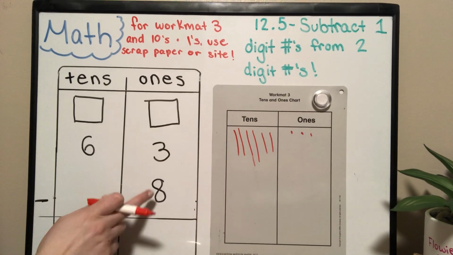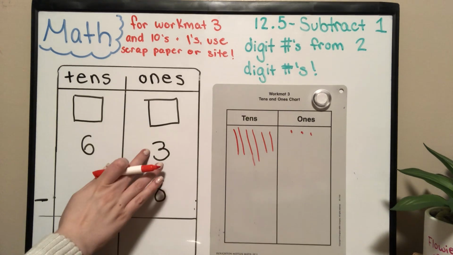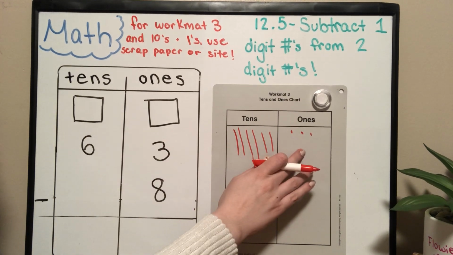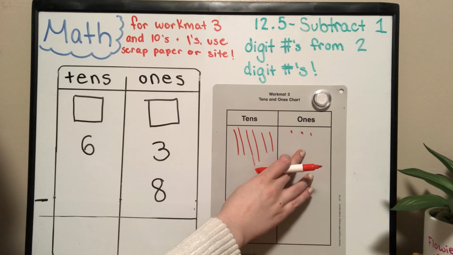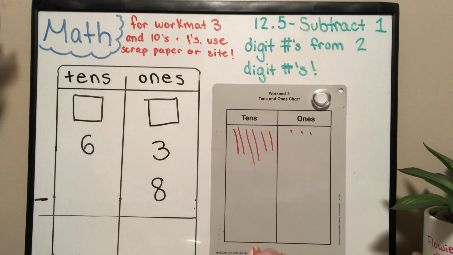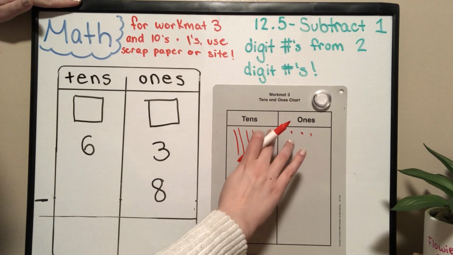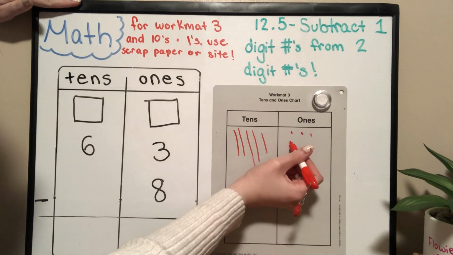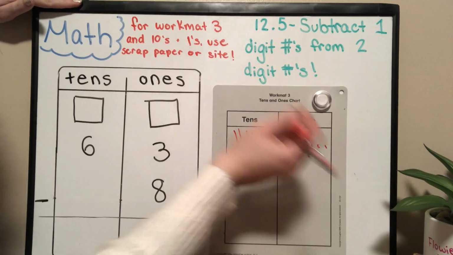3 minus 8. Can I subtract 8 from 3? Let's take a look. I have 3 over here. Can I take away 8? No. I'm going to have to regroup. And so I'm going to take away one of my 10s, and I'm going to put it right over here. 1, 2, 3, 4, 5, 6, 7, 8, 9, 10.